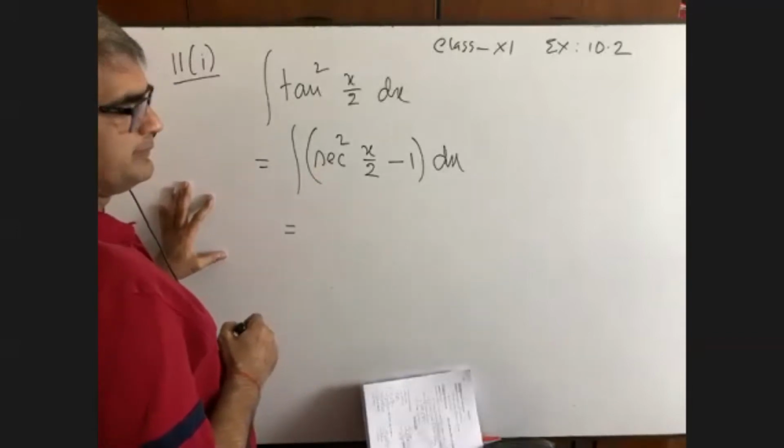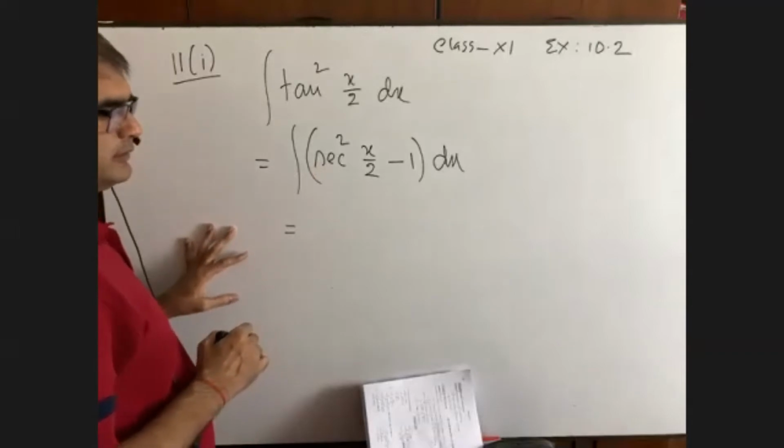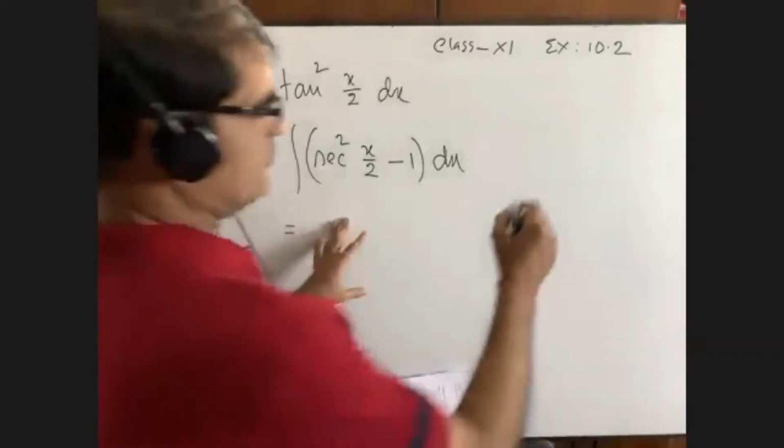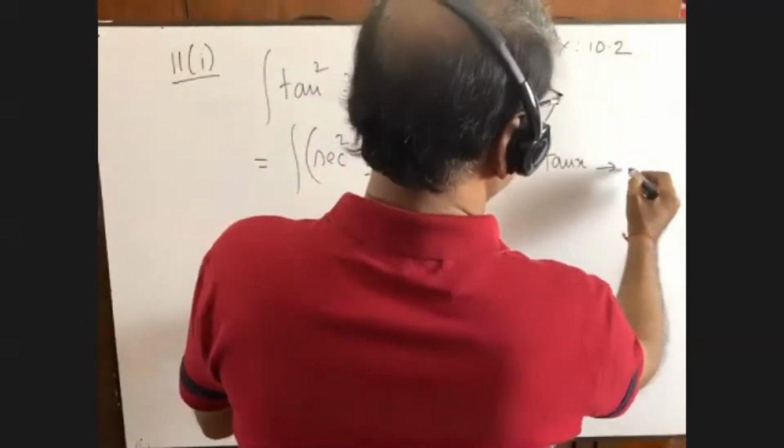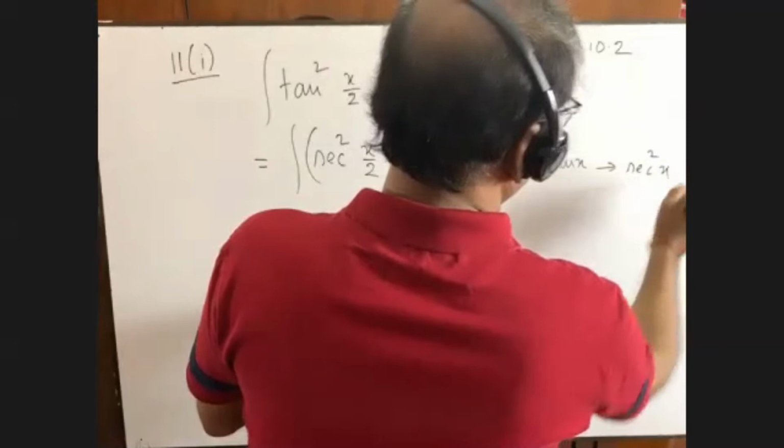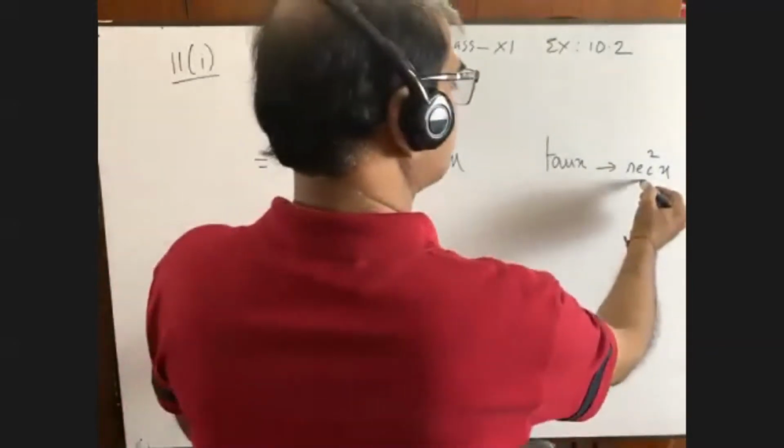Can you please tell me? Differentiation of tan x. Differentiation of tan x is sec square x, right? So integration of sec square x will be tan x.